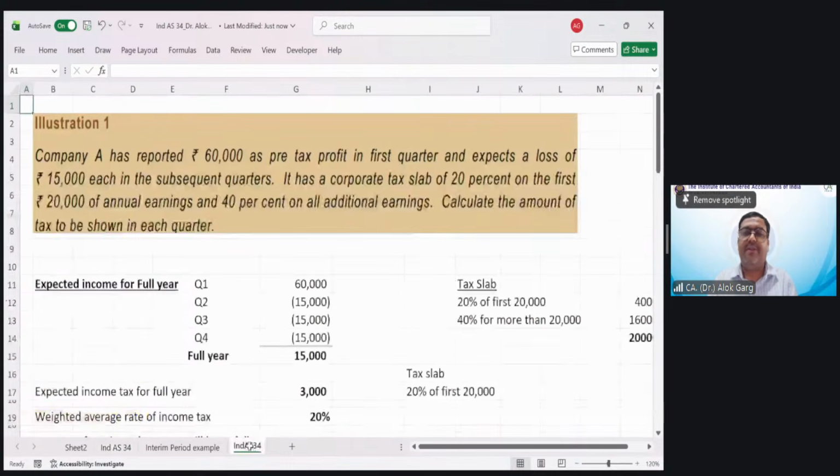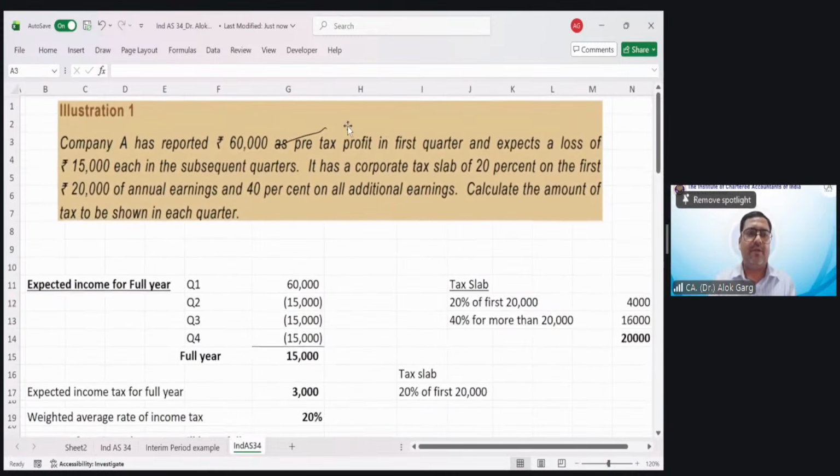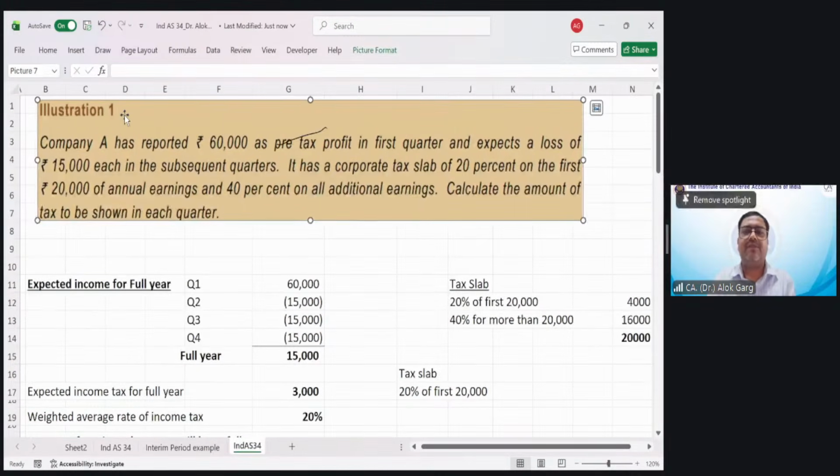Great, my dear friends. Friends, now let's discuss illustration number 1 from ICAI study material. Company A has reported 60,000 rupees as a pre-tax profit, means PBT, in the first quarter and expects a loss of 15,000 rupees each in the subsequent quarter. So 60,000 rupees quarter one profit, in each quarter it is expecting a loss of 15, 15, 15.